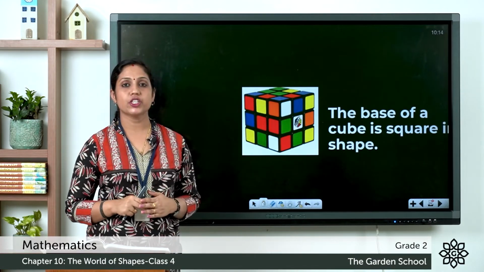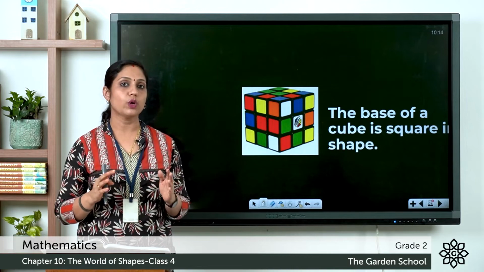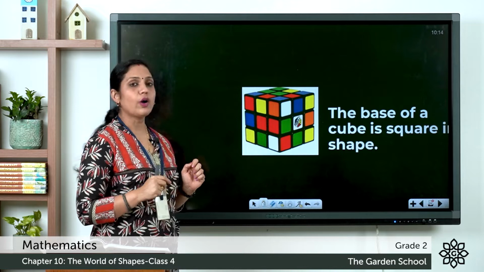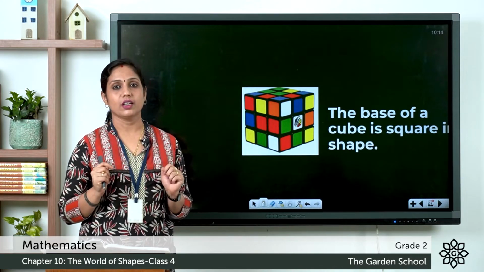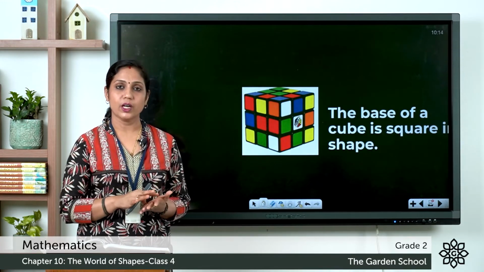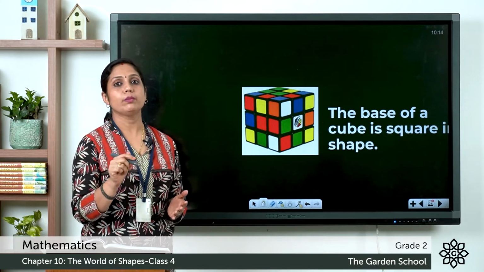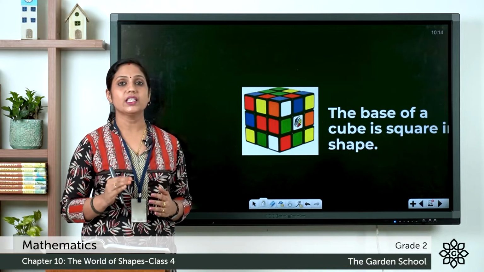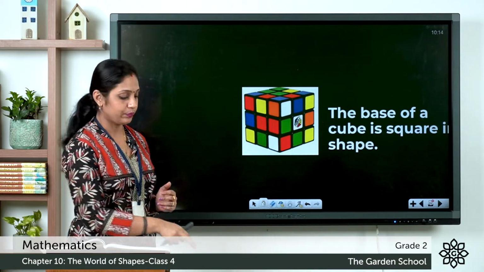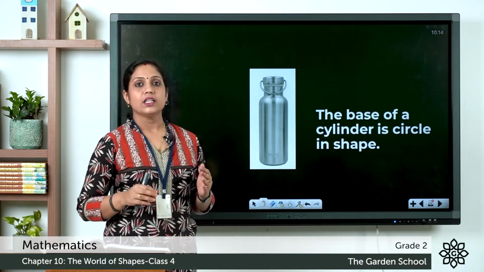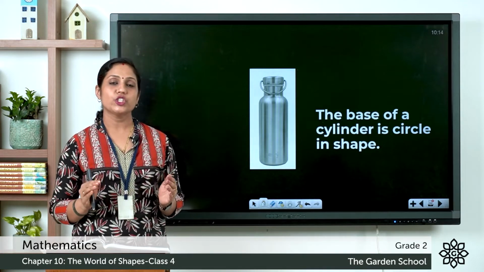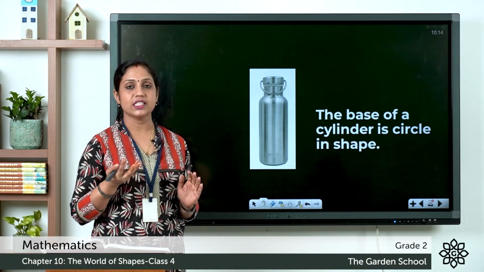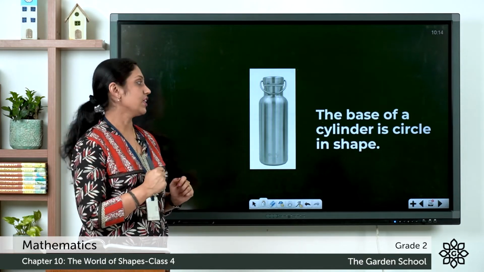Now look at this picture. This is a Rubik's cube. And what shape it is? It is cube. Now take a Rubik's cube or any object which is cube shape and place it on a paper and try to draw the base of it. Try to trace the base of it. Which shape you will be getting? You get the shape of a square. Take a water bottle. What shape it is? It is cylinder in shape. And if you trace the base of the cylinder, you will be getting circle shape.